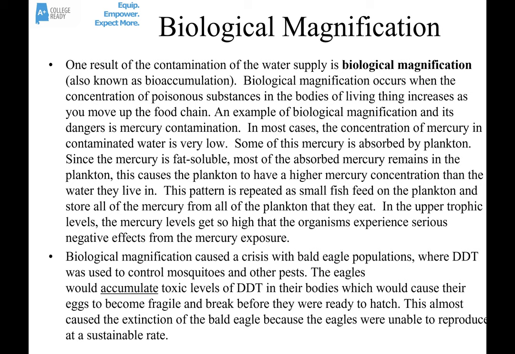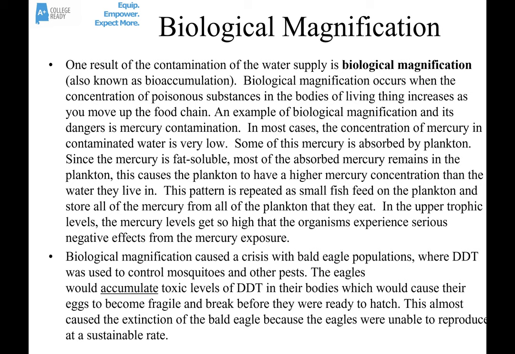Well, small fish eat the plankton. They don't just eat one organism from the plankton. They eat lots of them. So those small fish end up storing all the mercury from all the different plankton, causing their concentration in the fish to be higher than the concentration in each plankton.